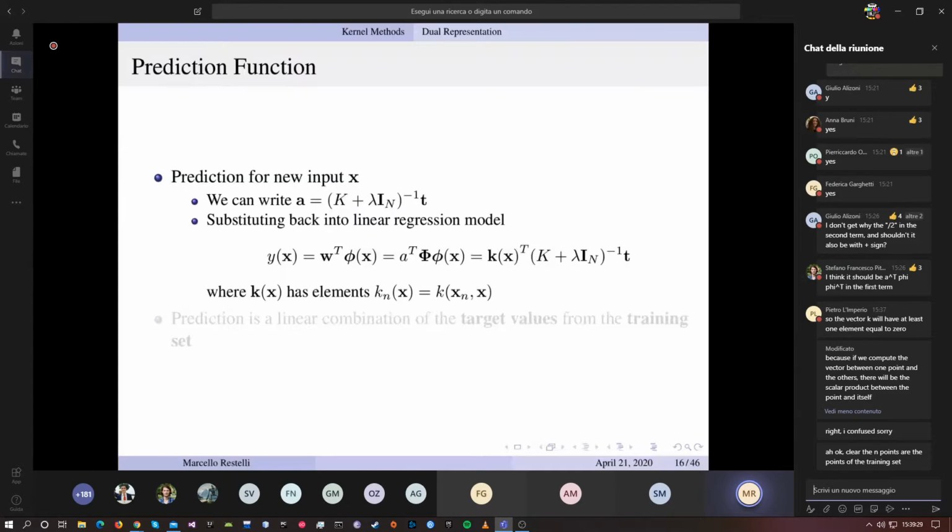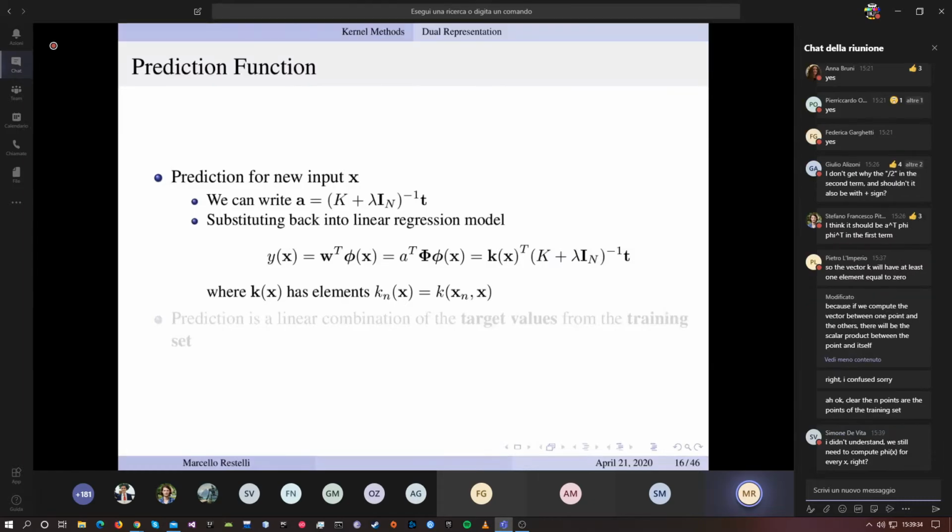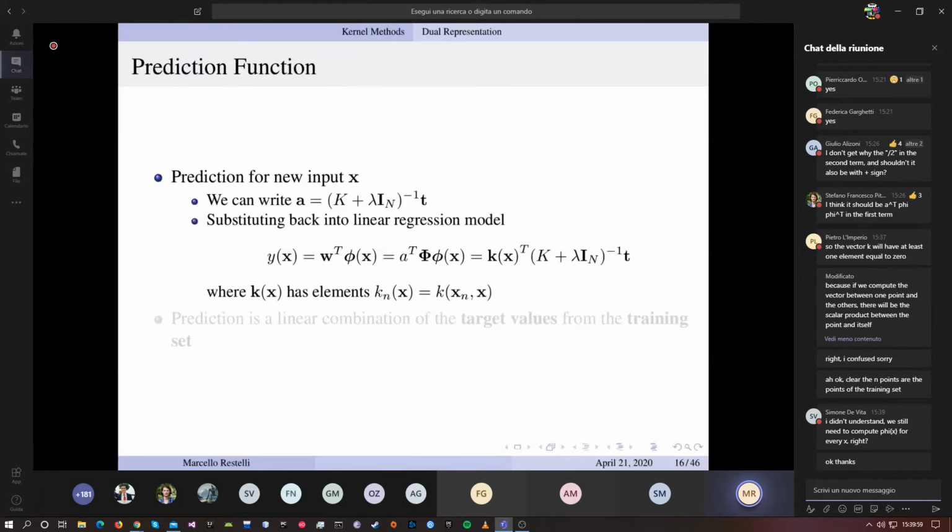Yes, the endpoints are the points in the training set. The prediction is this one. No, you do not need to compute phi of x for every x. You need to compute k of x and x prime for each pair of points. And as we will see, computing k does not require computing phi in some cases. I think that is just in a few slides.